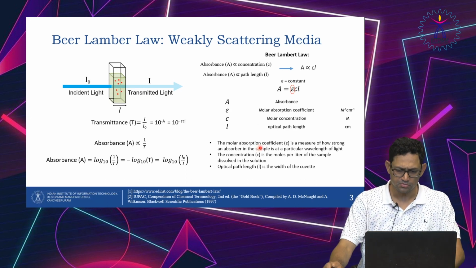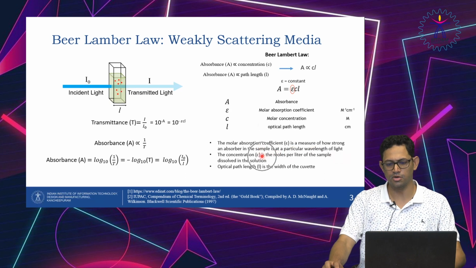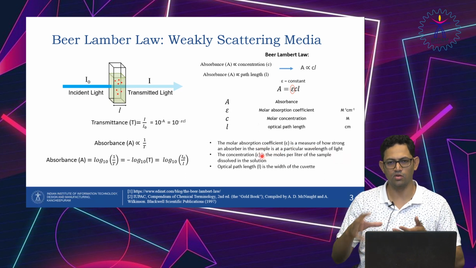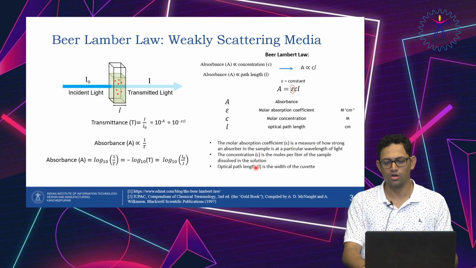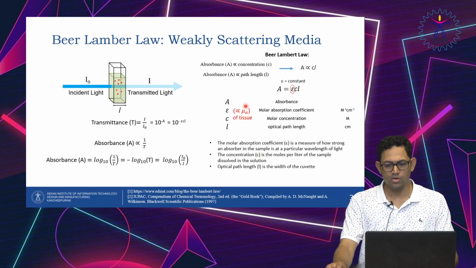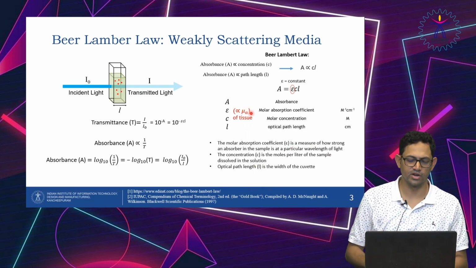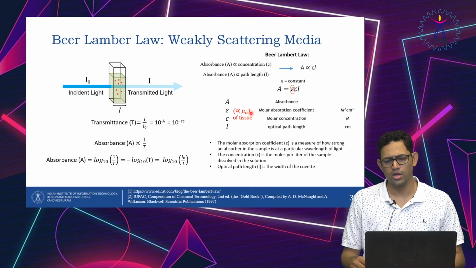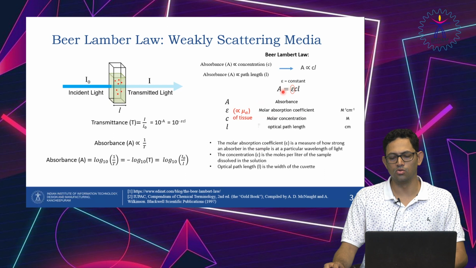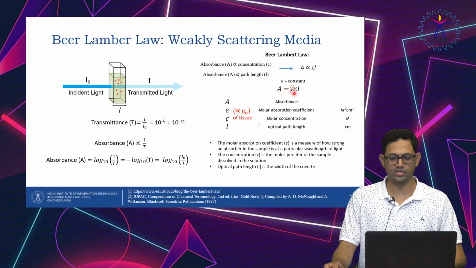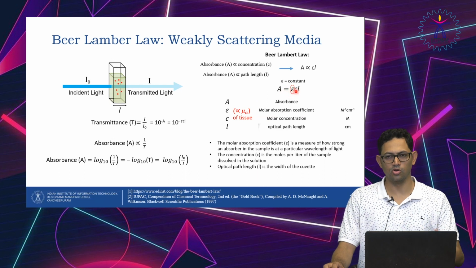So it's again a function of your wavelength, and then you have concentration, that is nothing but moles per liter of a sample dissolved in the solution, and then you have the optical path length, that is nothing but the width of your cuvette. Now, this is more of chemistry, and in chemistry you always see such an equation: absorption is equal to extinction coefficient times concentration times path length.